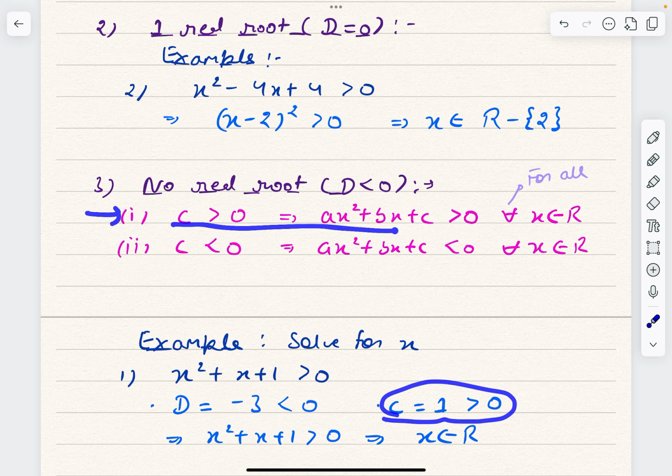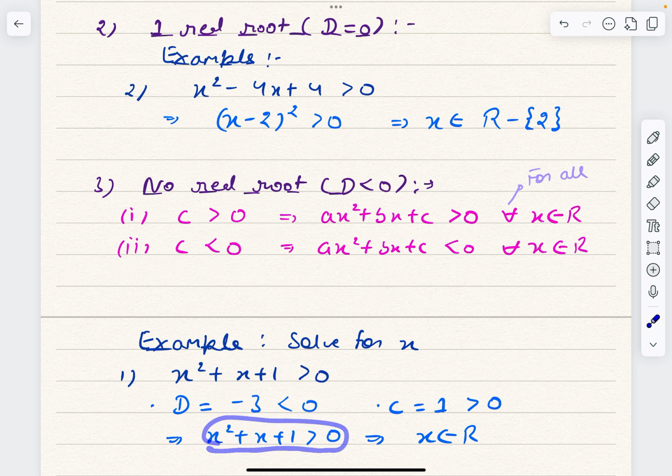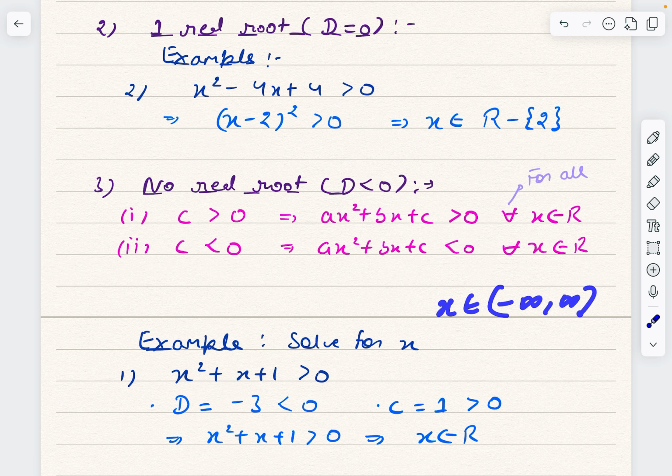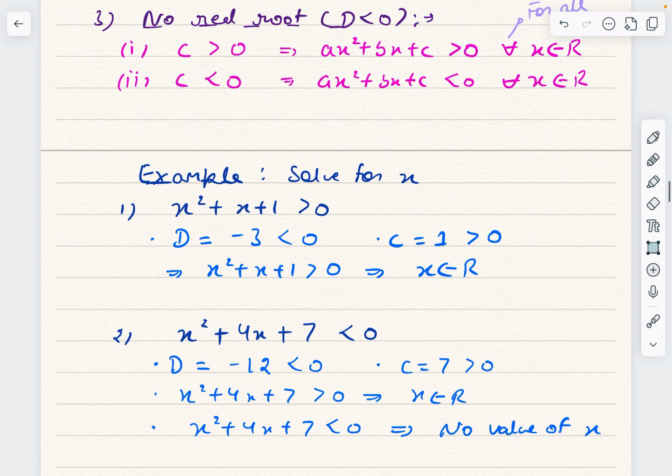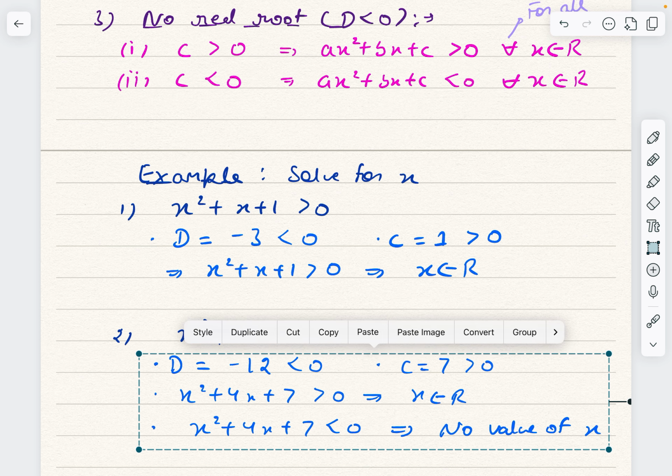What does the first case say? The quadratic is always positive. So x square plus x plus 1 is greater than 0 for all real numbers. So you can say x belongs to R, or we can write this as x belongs to minus infinity to infinity, which is basically all real numbers. Same thing. Next, give it a try yourself, guys, for this one.